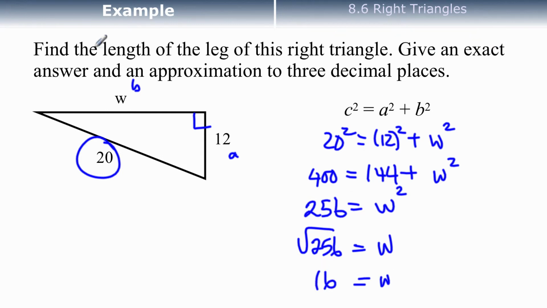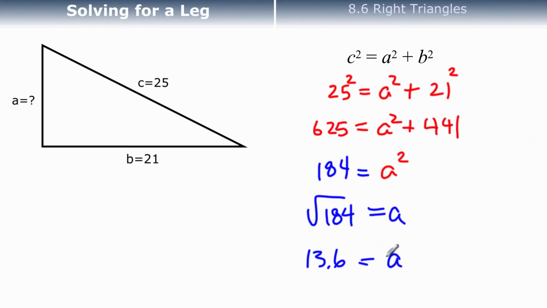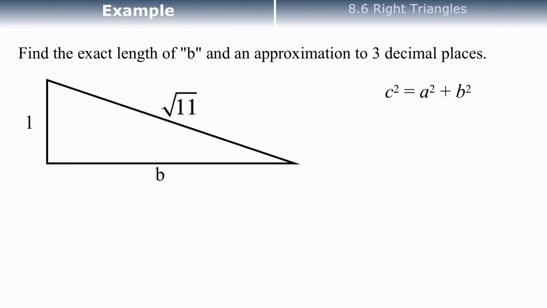This one, they say give an exact answer and an approximation. Well, this one comes out exact. So 16 would be both my exact answer and my approximation. In the question before, this one here would be the exact answer, and this one here would be the approximate answer. Okay? All right.